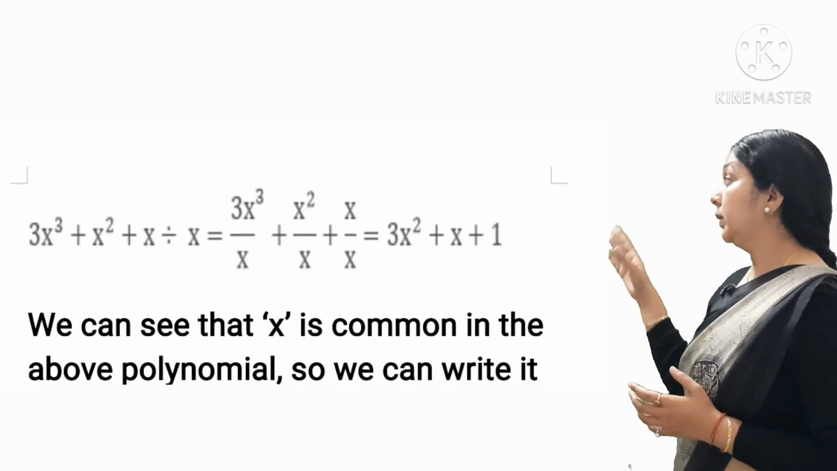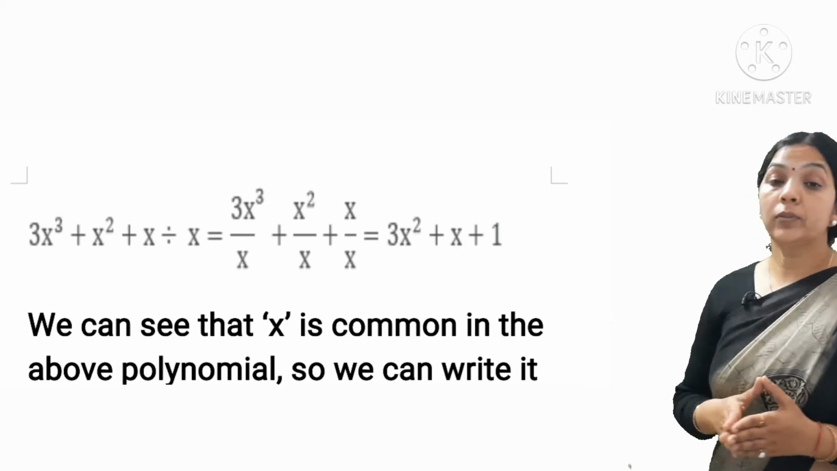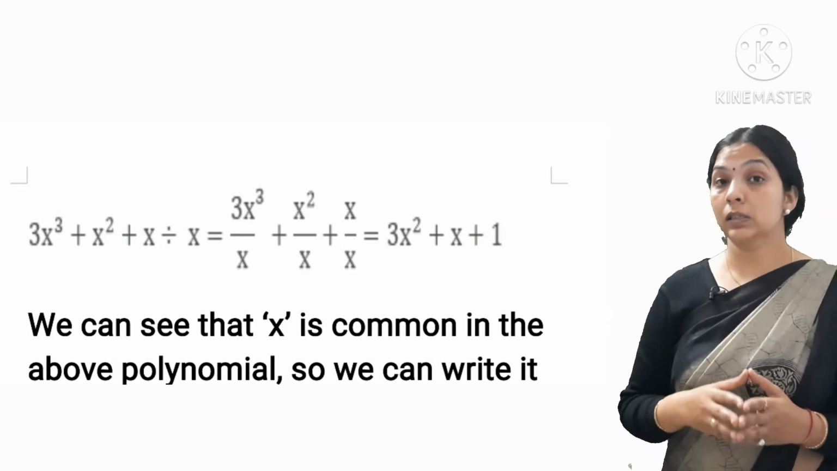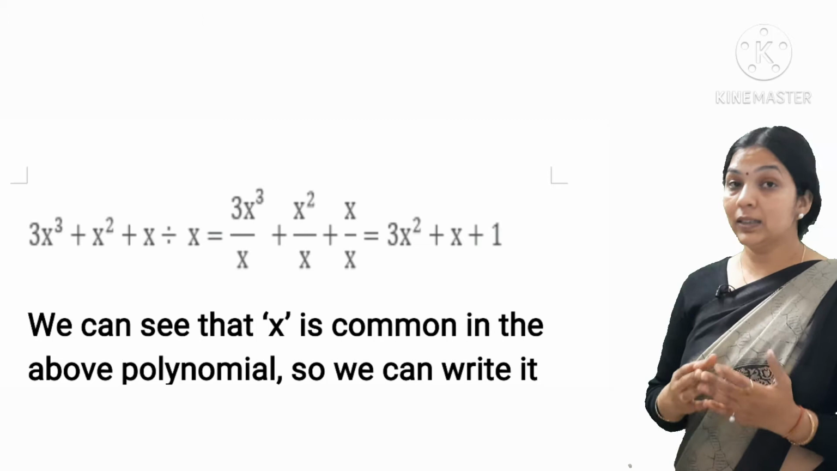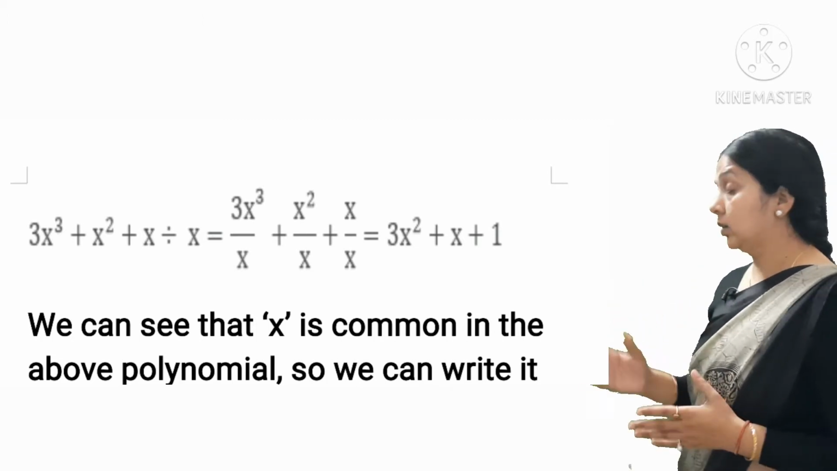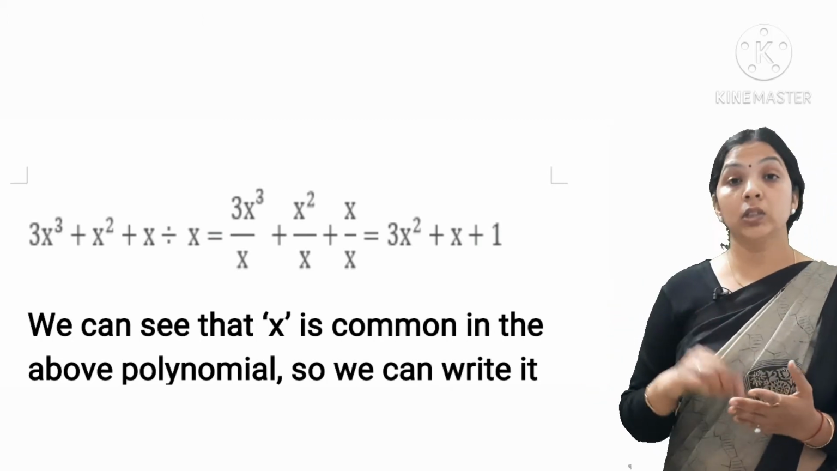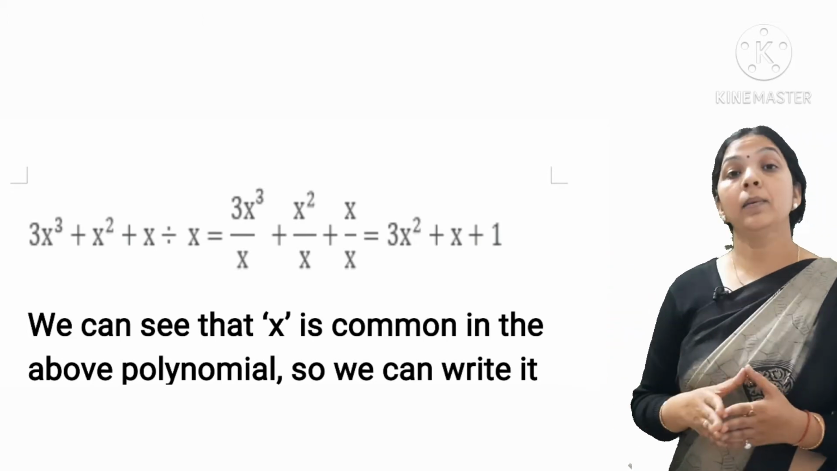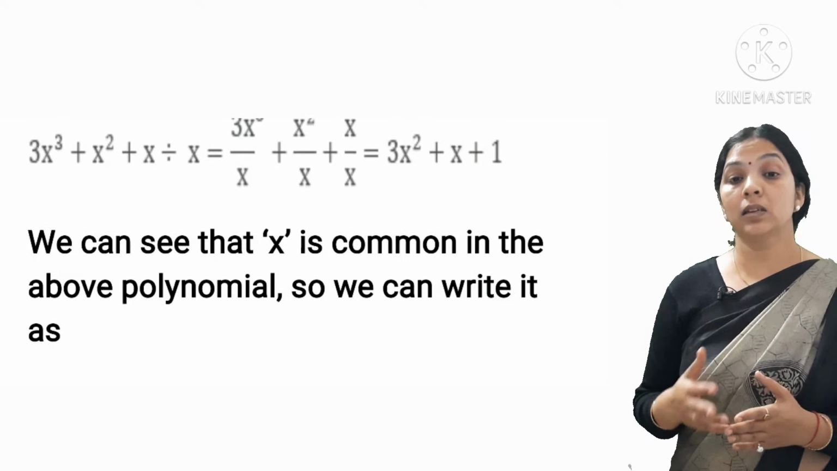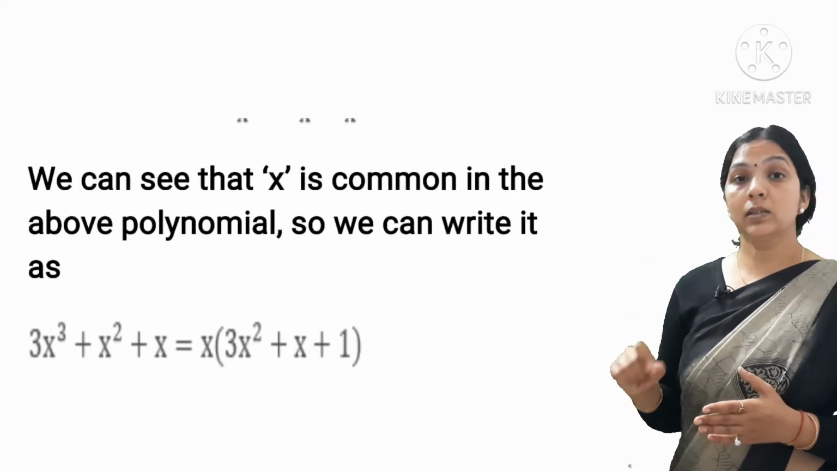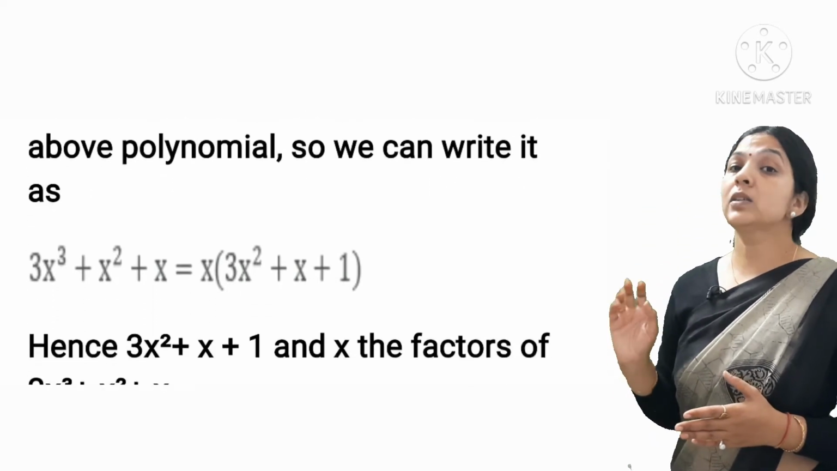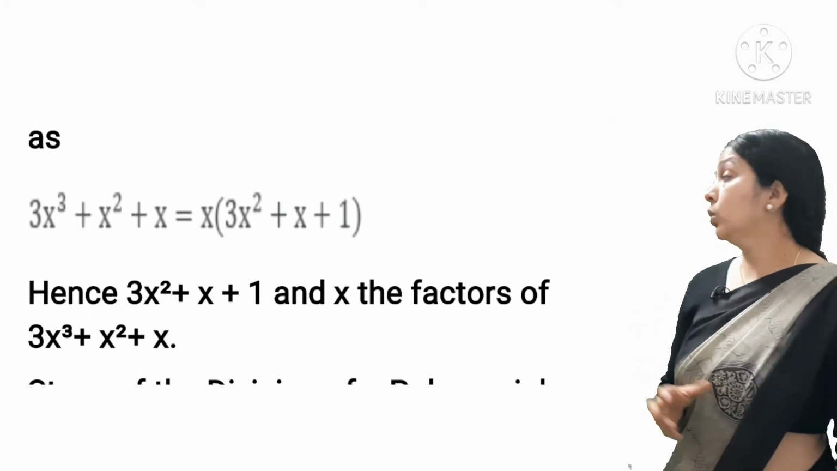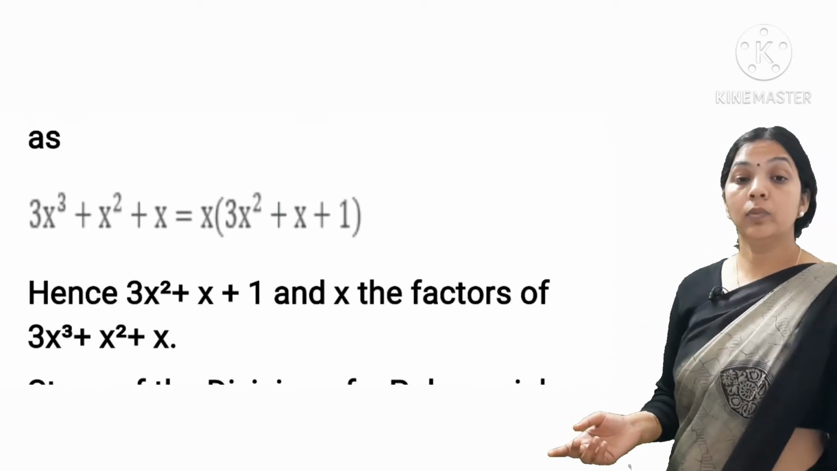So each term will be divided by x. So it would result in 3x square plus x plus 1. Here x is the common factor, so we have divided it. Now here the remainder is 0. So we can write down 3x cube plus x square plus x is equal to x into 3x square plus x plus 1. Okay. So this is how the remainder theorem works here.